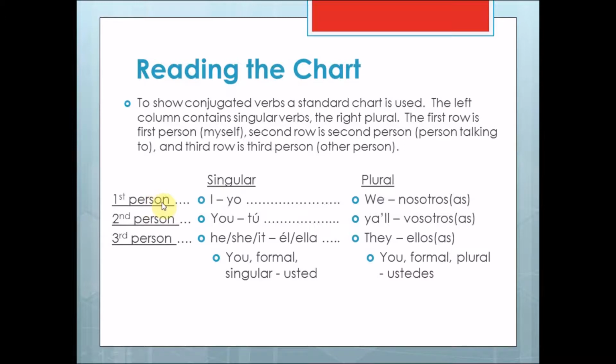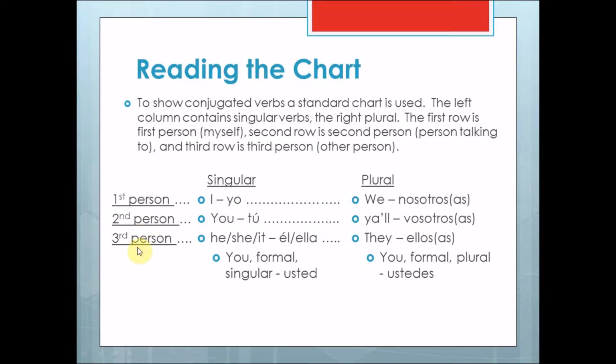The first row is first person. It includes myself. So I by myself, or in Spanish, yo, or the plural would be myself and someone else, or other people. So that would be we in English, or nosotros in Spanish. The second row is second person, the person you're talking to. So singular form is you, or in Spanish, tú. The plural form, y'all, or all of you in English, or vosotros in Spanish.